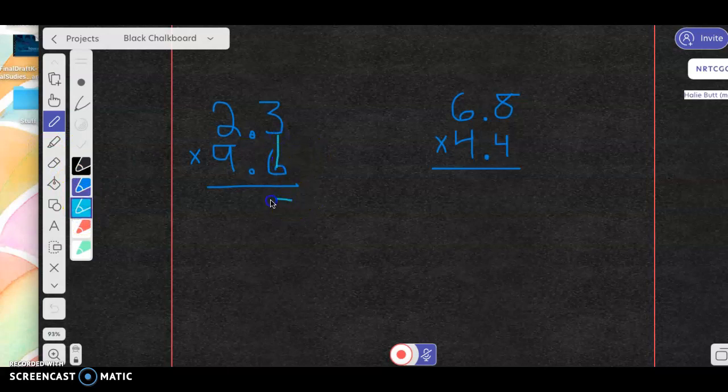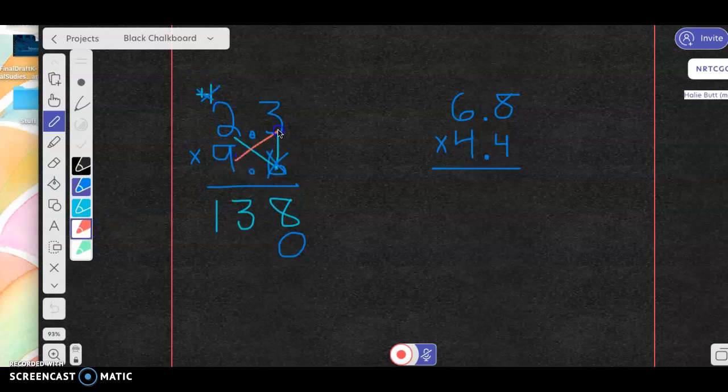6 times 3 is 18. My 8 goes down. Plus 1. 6 times 2 is 12. Plus 1 is 13. Most important part when we're doing multi-digit multiplication is to put our placeholder in because we are done with the ones place.